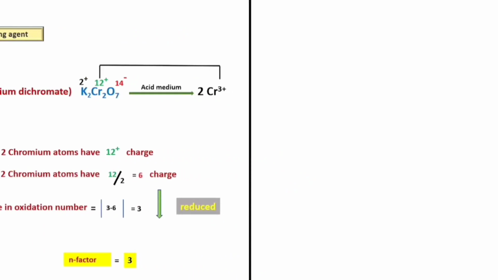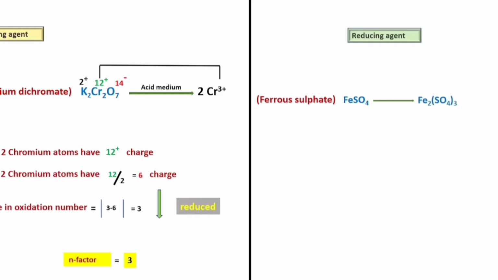Now I would like to discuss with you how to calculate the N factor of a reducing agent. Ferrous sulfate, as a good reducer in the presence of an oxidizer, oxidizes itself and reduces others in a chemical reaction. Ferrous sulfate changes to ferric sulfate. Ferrous with +2 charge discards electrons and becomes ferric in the chemical reaction. Ferric bears +6 charge, but 2 ferric atoms are there. So each ferric atom will bear +3 charge.